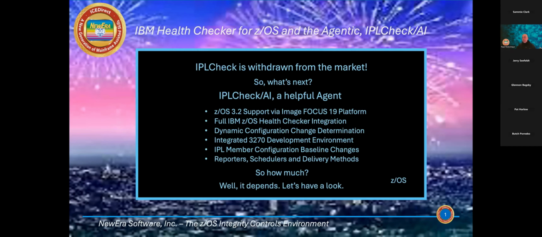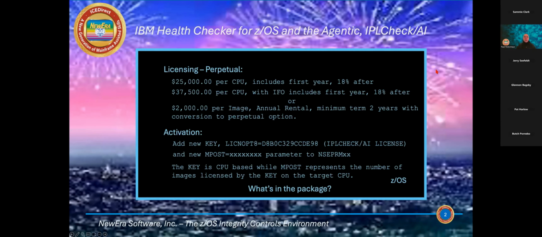So the question always is, so how much? And I'm not going to wait till the end of this in order to present that. I'm going to go ahead and do it now so that you have an idea of what this might cost you. The idea here is that there are really two forms of licensing. One is the normal perpetual license, which would be $25,000 for the first year, and then after that, 18%.